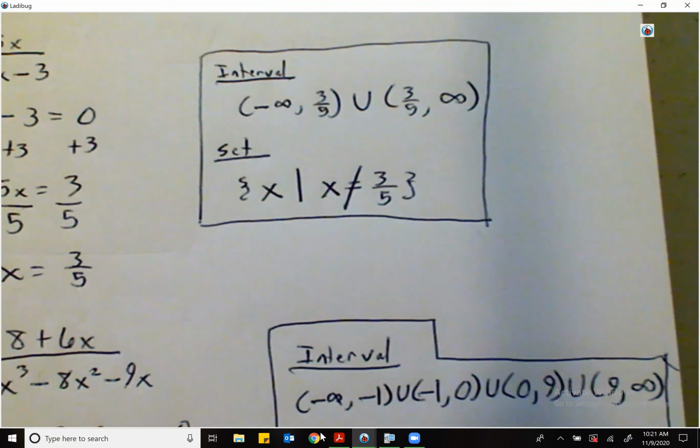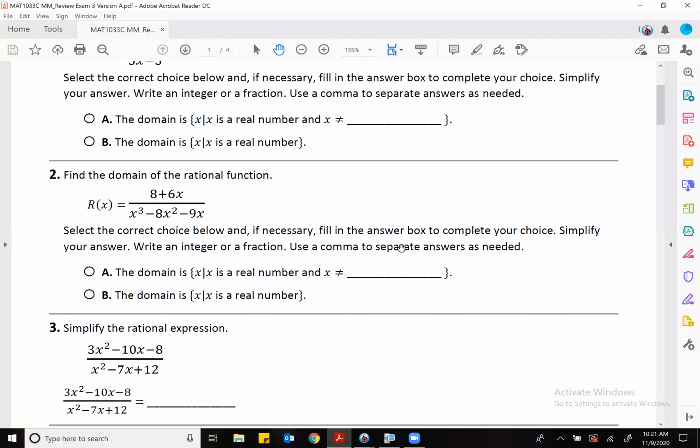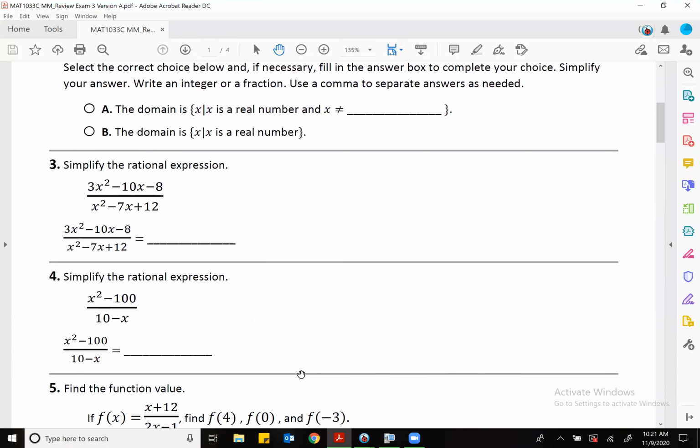Thank you. So when you go back to your exam, right in here, you'll put negative 1, comma, 0, comma, 9. And that's it. Make sure you select A. All right.